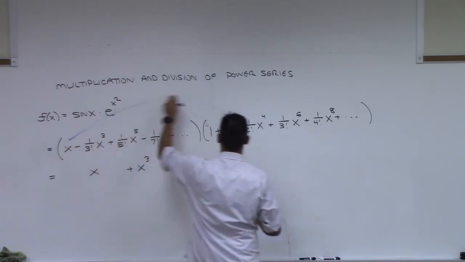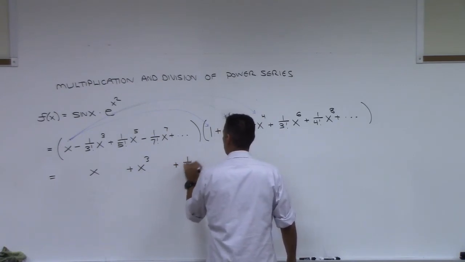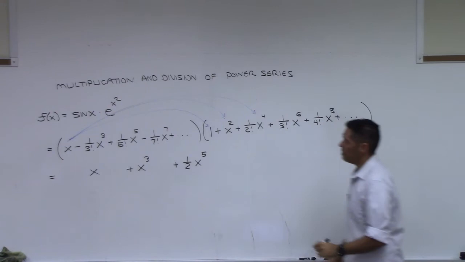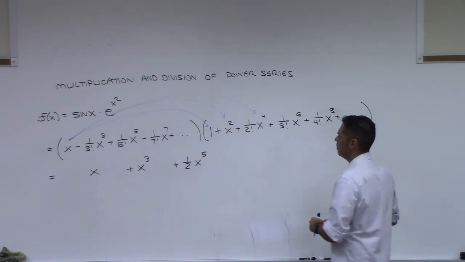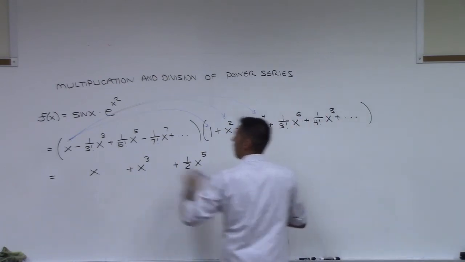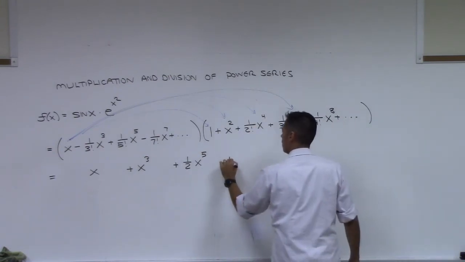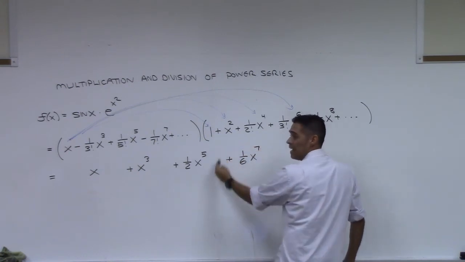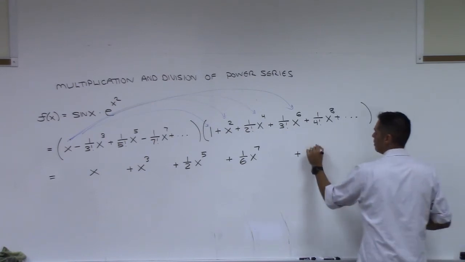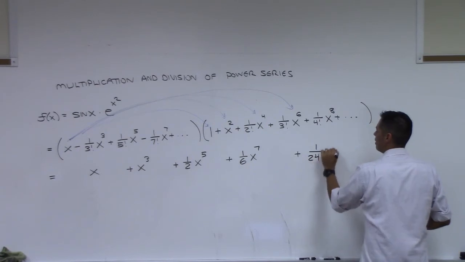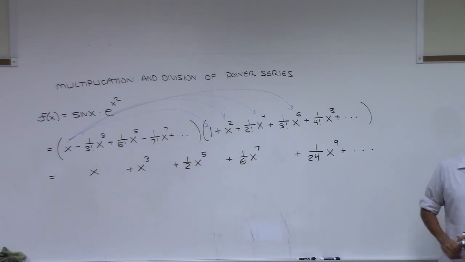See that? I left a gap here in case I pick up an x squared later. Here to here, 1/2 x to the fifth. I left a gap for any x to the fourths that I might pick up. Okay? Let's keep going. What's the next one? 1/6 x to the seventh. I left a gap. Next one. 1/24 x to the ninth. I think that should be okay. All right, that's what I get my first multiplication through.